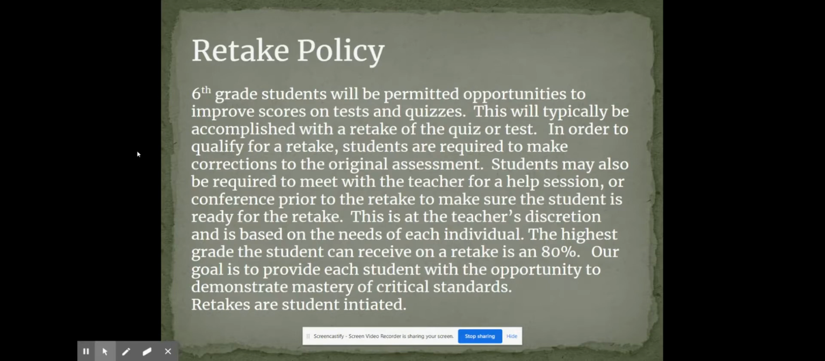The highest grade the student can receive on a retake is 80%. Our goal is to provide each student with the opportunity to demonstrate mastery of critical standards. Retakes are student initiated. That means that the student has to come to me and tell me that they want to do a retake.